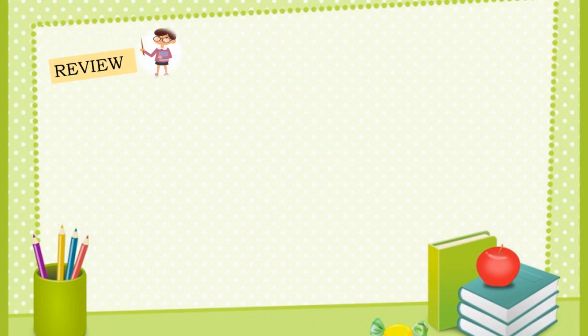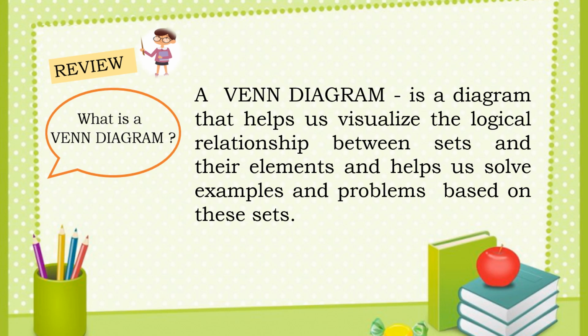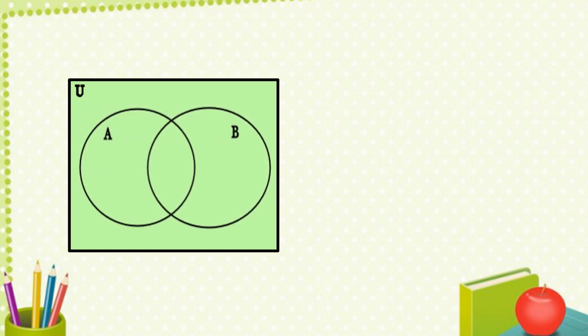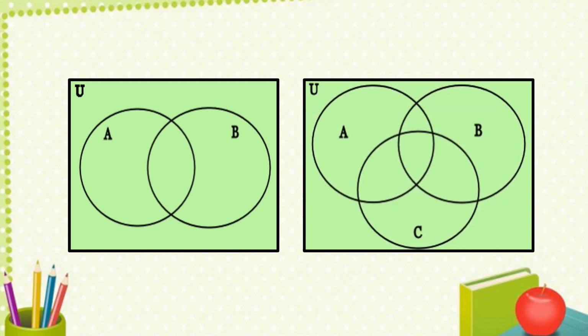So let us have a review. What is a Venn diagram? A Venn diagram is a diagram that helps us visualize the logical relationship between sets and their elements, and helps us solve examples and problems based on these sets. As we all know, we have two different kinds of Venn diagram: the two-set Venn diagram, and the three-set Venn diagram.